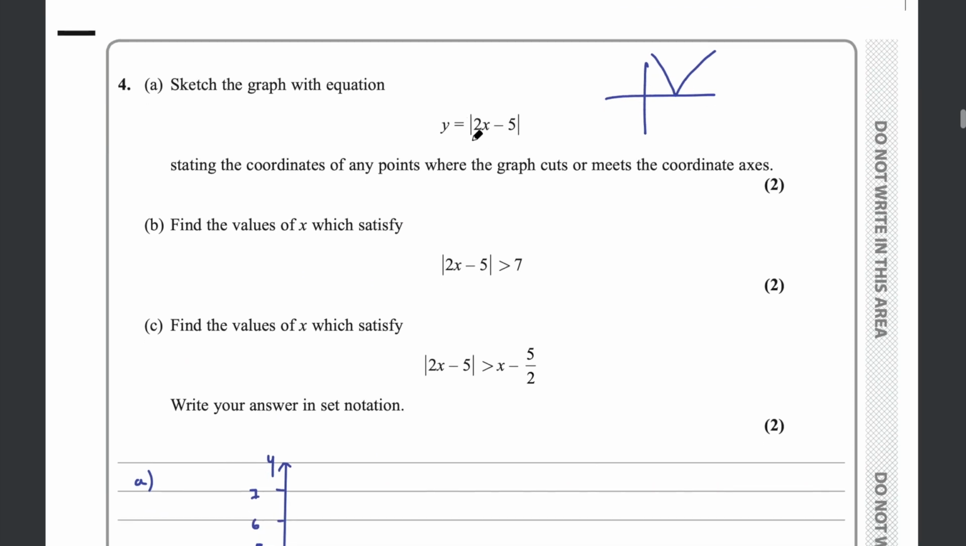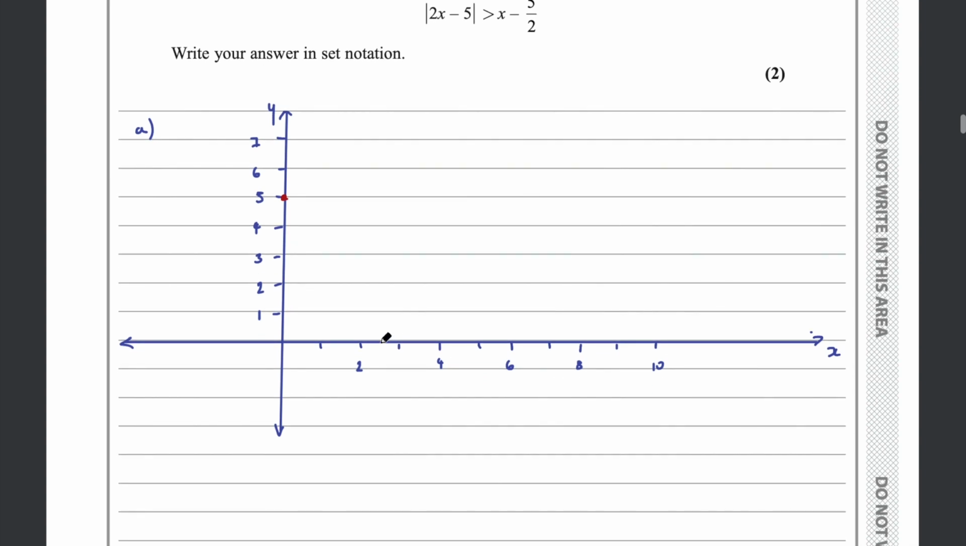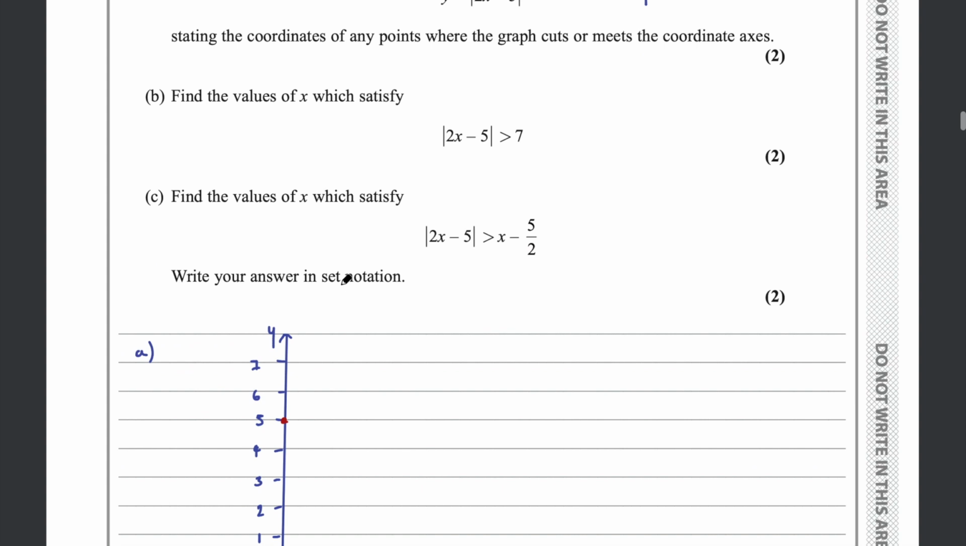The gradient is 2, and when y equals 0, x would be 5 on 2, right? So if we solved this for y equal to 0, we'd have x equal to positive 5 divided by 2. So we know the x-intercept as well is 2.5. And the gradient, as I said, is 2.